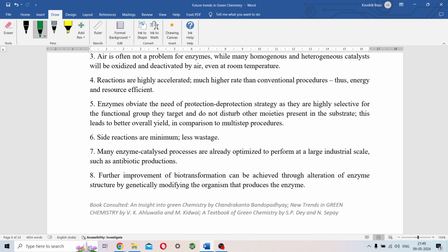তুমি প্রোটেকশন ডিপ্রোটেকশন স্ট্র্যাটেজির ব্যাপারে পড়েছো, এবং তুমি পড়েছো যে দ্যাট ইজ বেসিক্যালি আ নেসেসারি ইভিল দ্যাট ইউ হ্যাভ টু ডু ইন অর্গানিক সিনথেসিস। Suppose you have two functional groups very closely related. You want to do a reaction on one particular functional group where the other functional group can participate under the reaction condition.